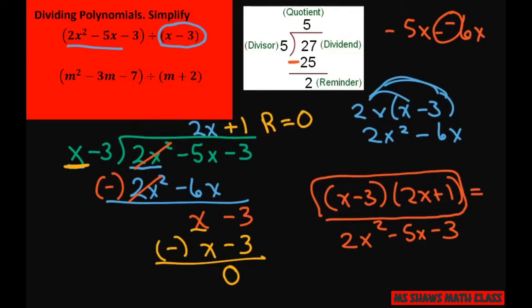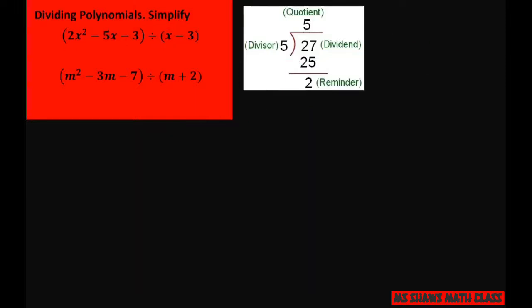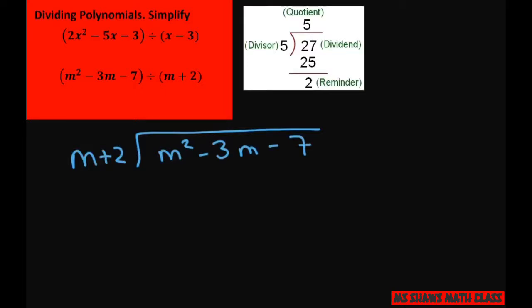The next one, we do the same thing. So we're going to take our m plus 2 and divide m squared minus 3m minus 7. So we ask ourselves, what times m gives me m squared? And that's just going to be m.